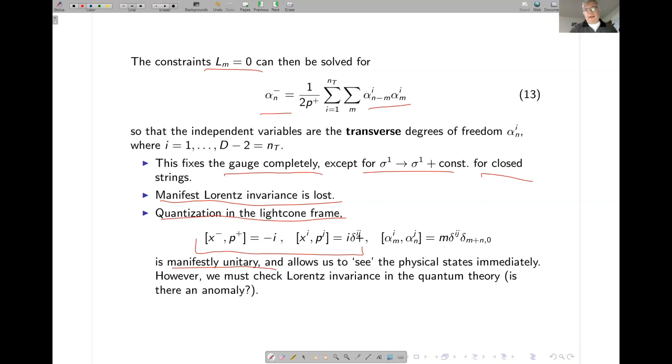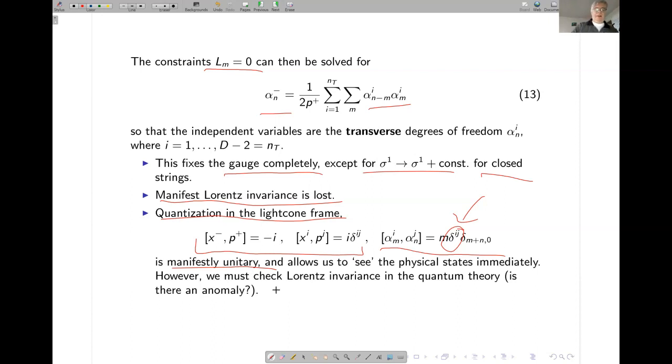But more importantly for us is what happens with the oscillators. For the oscillators, we are just left with the transverse ones. And then, of course, we don't have a Minkowski eta here anymore. We get a Kronecker delta, which is positive definite. And this is what makes the difference with having a manifestly unitary quantization scheme.